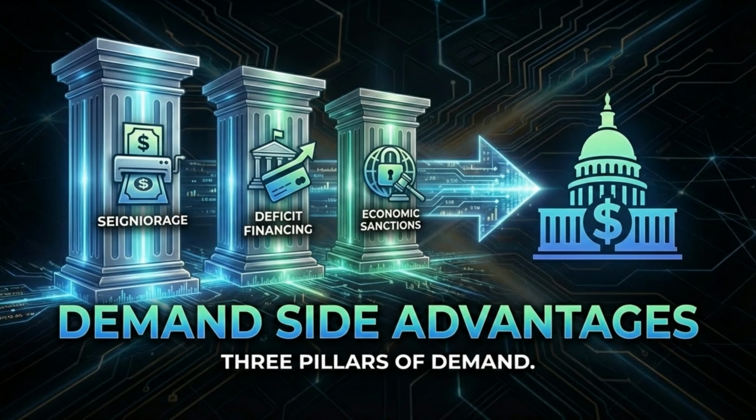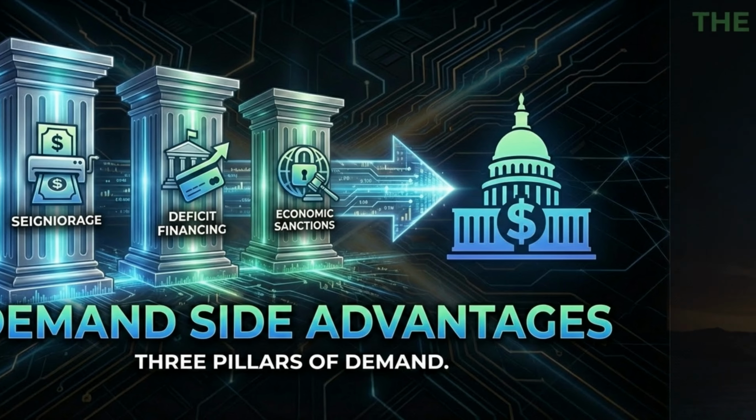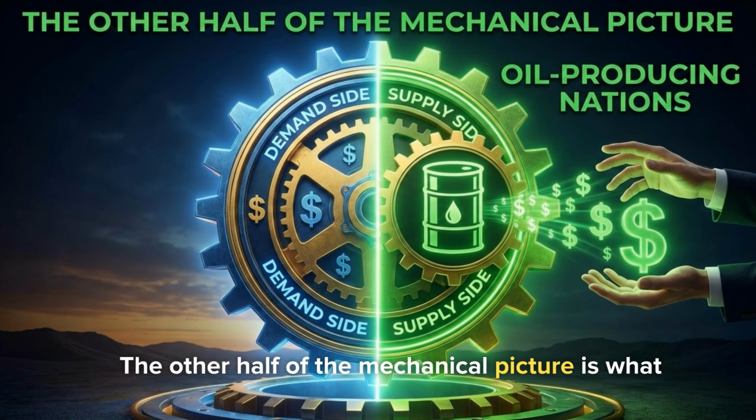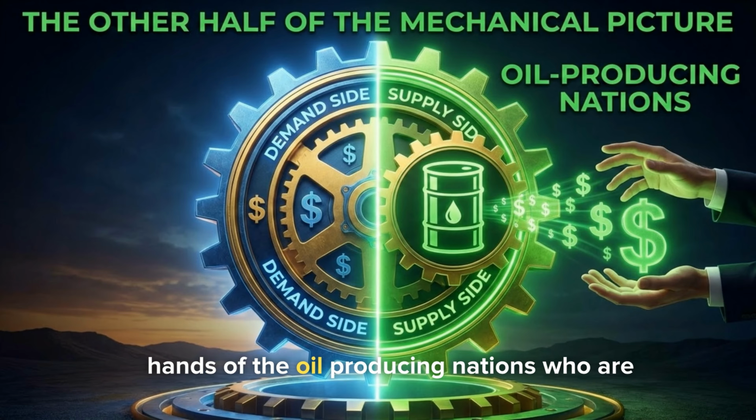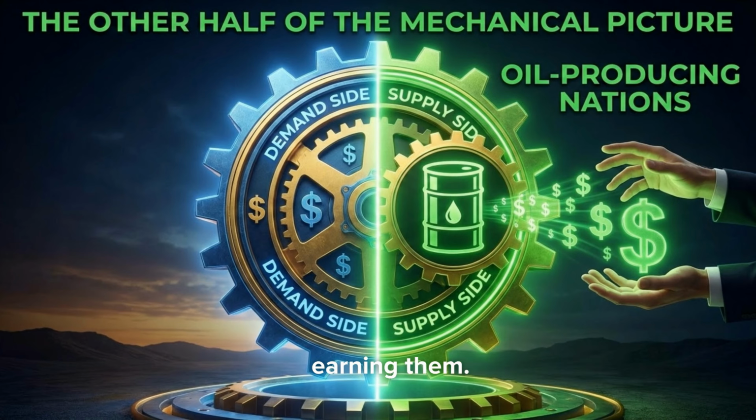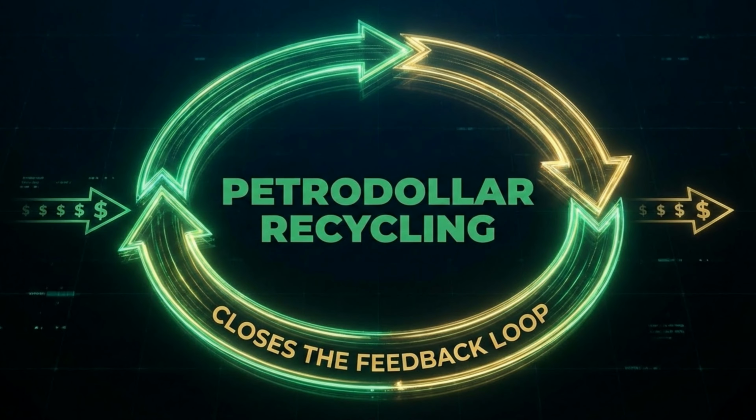Now, those are the three structural advantages the petrodollar system created for the United States on the demand side. The other half of the mechanical picture is what happens to the dollars on the supply side in the hands of the oil-producing nations who are earning them. This is called Petrodollar Recycling, and it is the mechanism that closes the feedback loop.